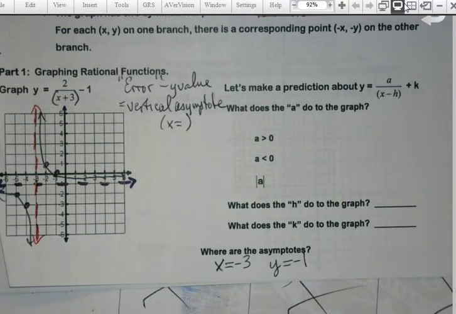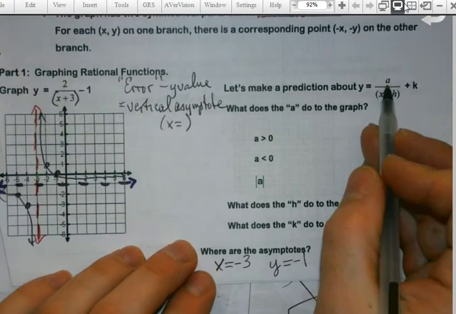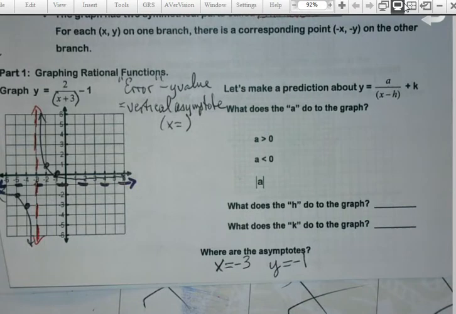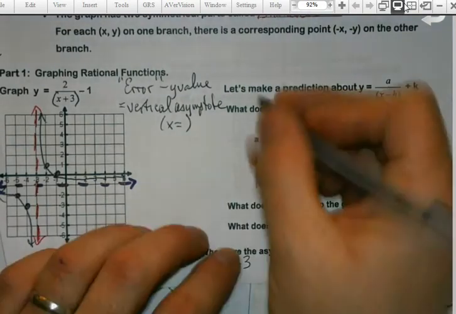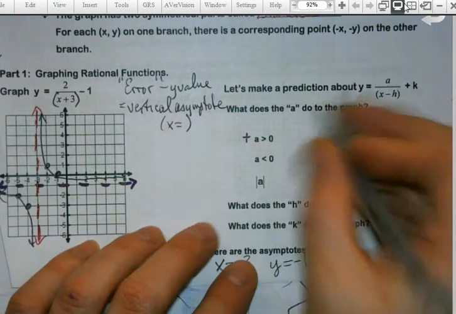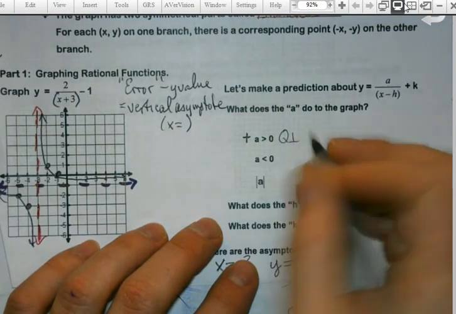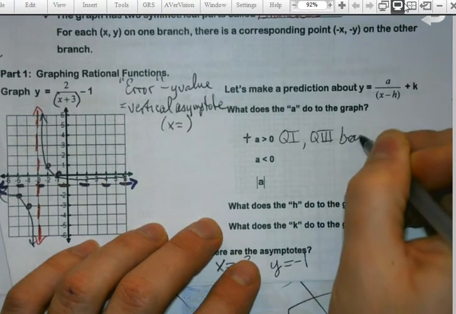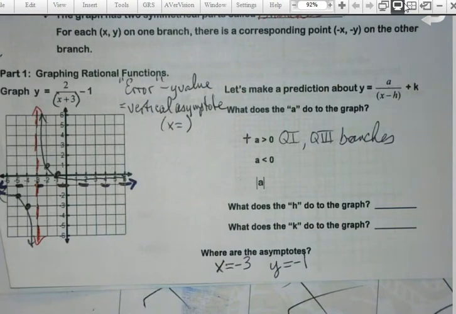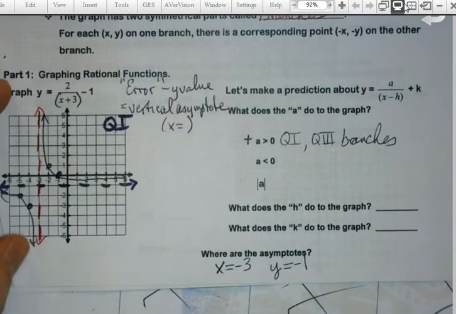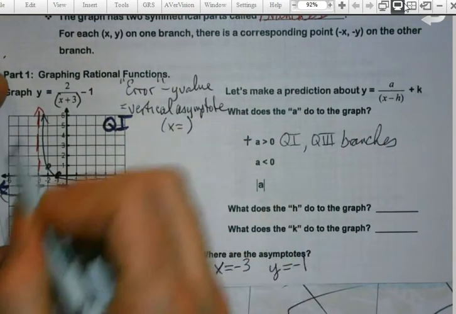So when we talk about A, A is the number in the numerator of my fraction. In this case, it's just 2. If that value is positive, if it's greater than 0, you're going to have your branches in quadrant 1 and quadrant 3. Now, if you haven't had a lot of experience lately with quadrants, they go kind of in a C shape. We start in the upper right-hand corner and we just work our way around.